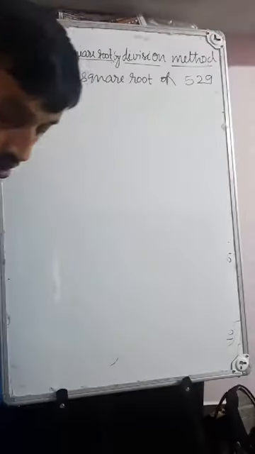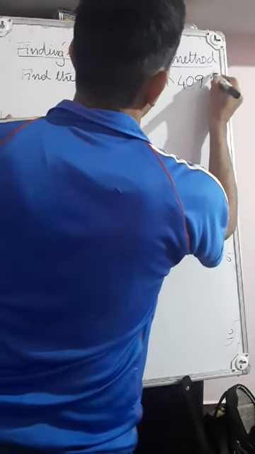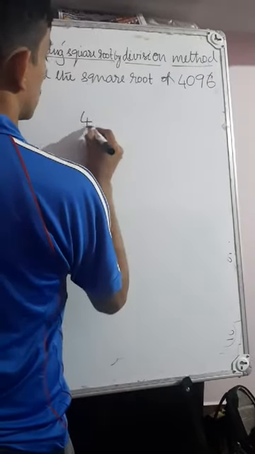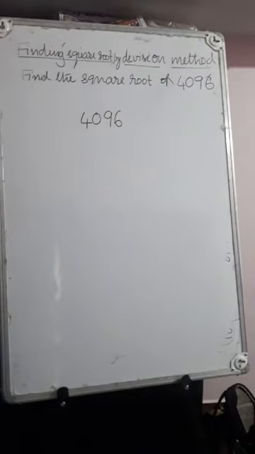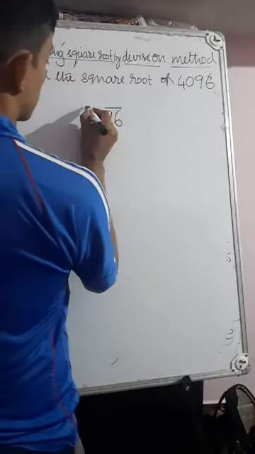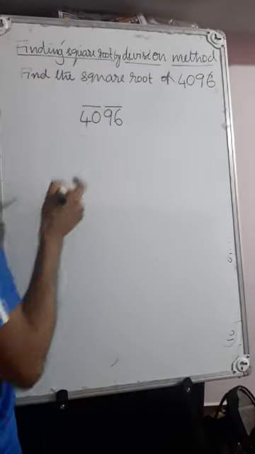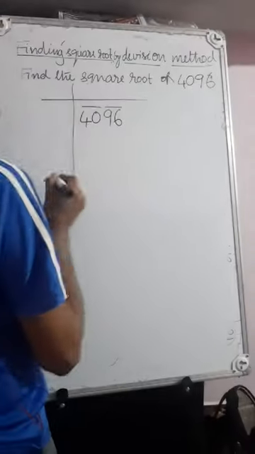Find the square root of, I changed the number. Now I am going to find the square root of 4096. What is the first step? Starting from the rightmost, that is from the units place, by considering two numbers at a time, place a bar over each pair, like this. Of course, we got exactly two numbers at the leftmost as a group.